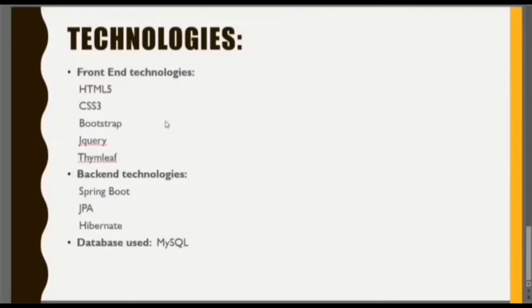These are the technologies which we used to develop this web-based application. For front end, we have used HTML, CSS, Bootstrap, jQuery, and ThymeLeaf. ThymeLeaf is a Java library for front end development. And for backend, we have used Spring Boot, which is a framework of Java, JPA, Hibernate, and the database used is MySQL.